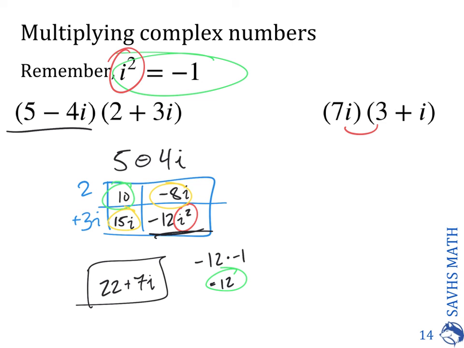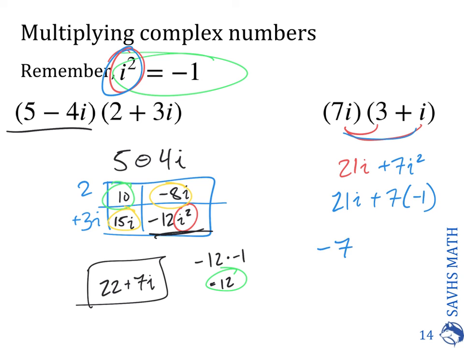This one I can kind of just distribute through here. So I have 7i times 3 is 21i. 7i times i is 7i squared. And remember that i squared is -1, so 21i plus 7 times -1. 7 times -1 is -7, and so now we should rewrite it as -7 plus 21i, just because we usually write the real part first.